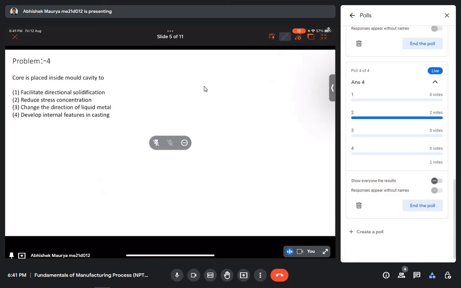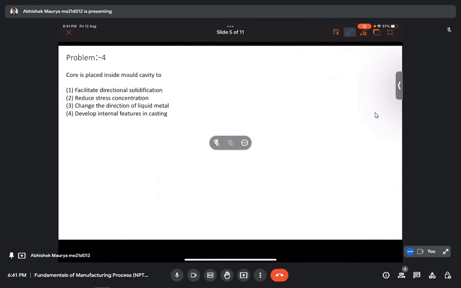Okay, I have got both responses, but they are not correct. Let's try to discuss together. The question has asked that the core is placed inside the mold cavity. So here we have the core, and if you remember why cores are used in the casting process, I will quickly try to illustrate with an example.